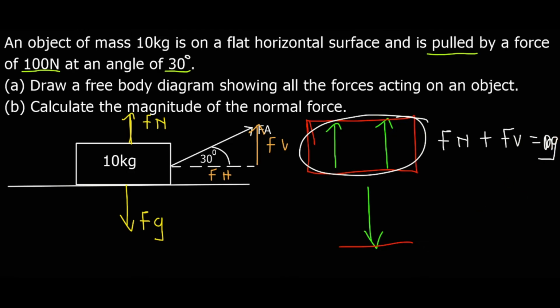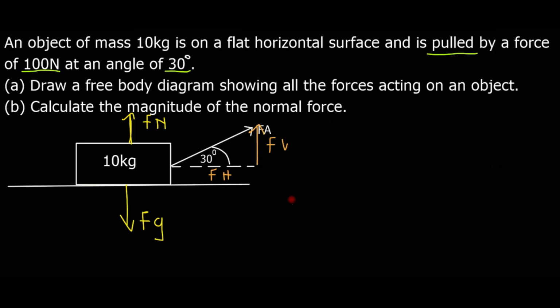So now our formula will be this way. Always remember that when an object is being pulled at an angle, we have two forces that are going upwards: the component and the normal force. So always use this formula: Fn plus Fv equals mg.